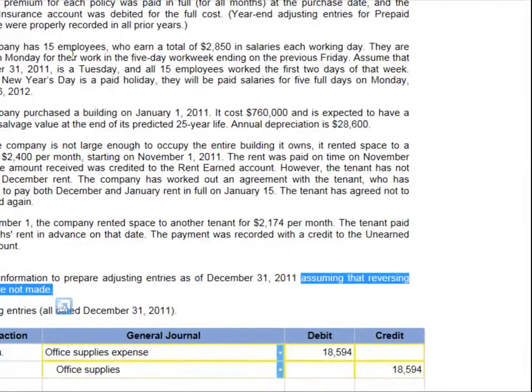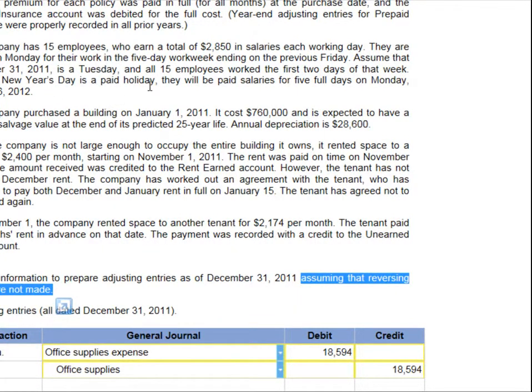C, the company has 15 employees who earn a total of $28.50 in salaries each working day. They are paid each Monday for their work in the 5-day work week ending on the previous Friday. So now we need to assume that December 31st, 2011 is a Tuesday, and all 15 employees worked the first 2 days of that week. They worked Monday and Tuesday. That's the end of the period.